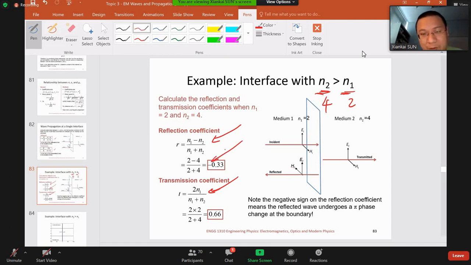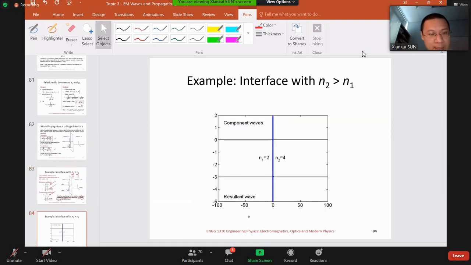If you have sharp eyes, you find that there is an additional minus sign here. So what does minus mean? The minus sign just means that the reflected wave undergoes a pi phase shift at the boundary. A pi phase shift at the boundary. And I will show you what that means in the next slide by looking at this animation.